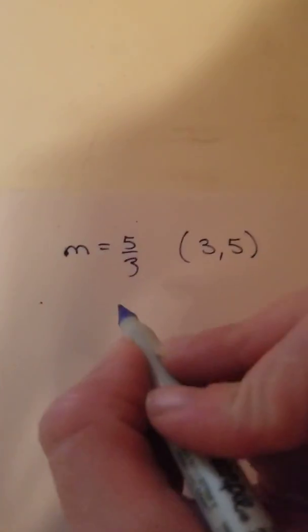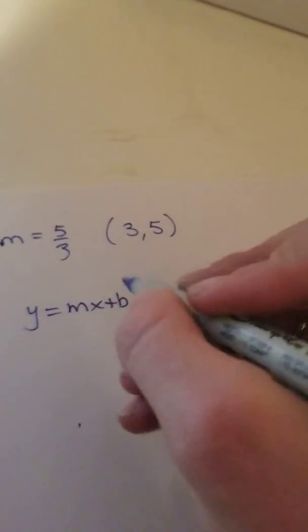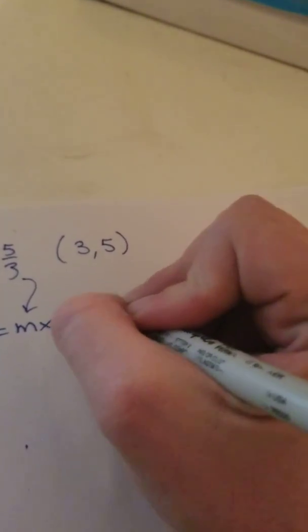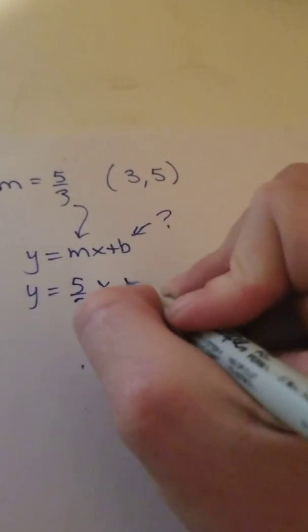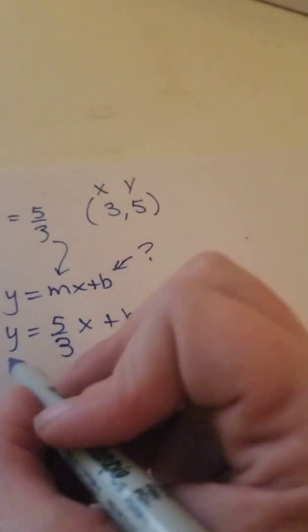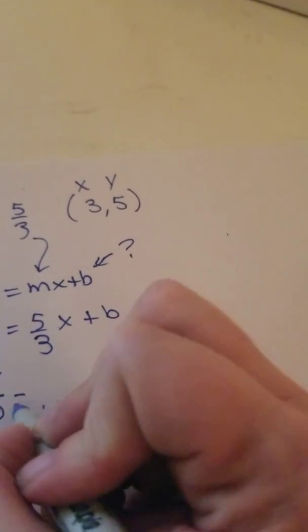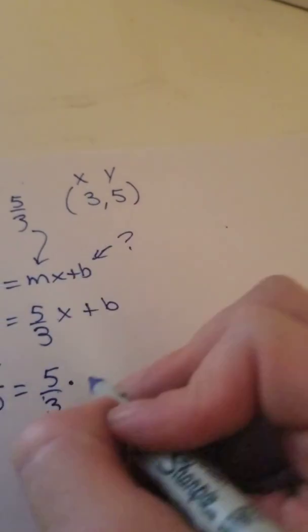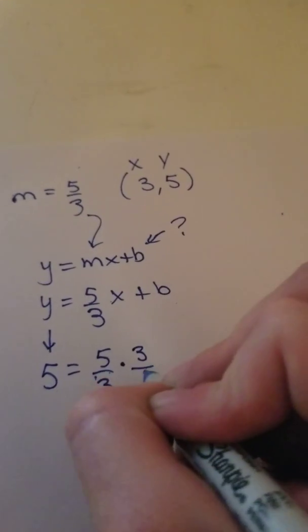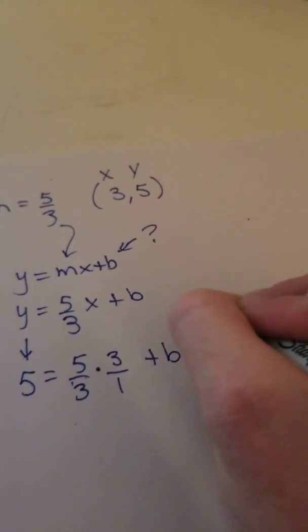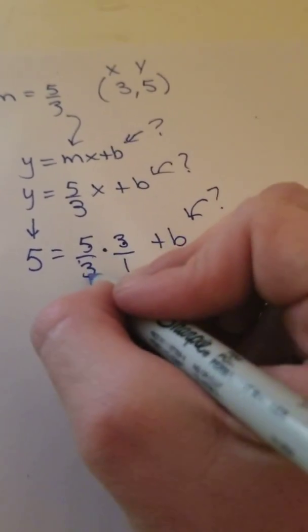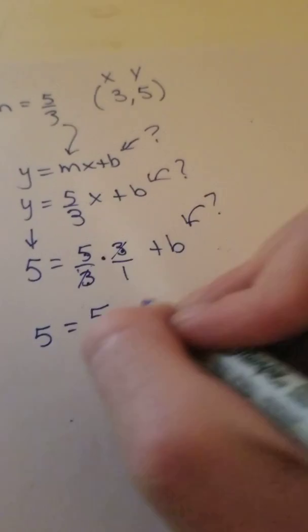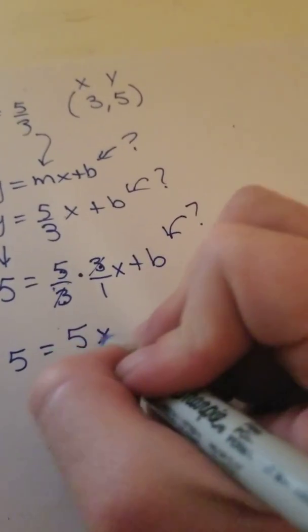All right, so the equation is y equals mx plus b, where m is the slope, b is the y-intercept. I don't know what that is. But I do know that y equals 5 over 3x plus b. How am I going to find stuff? Well, going back here, I know this is x and this is y. So let me plug in what I know. Y is 5 equals 5 over 3 times x. X is 3 over 1. Plus b. I don't know what b is still. It's the mystery. All right, so 5 equals, 5 times 3 is 15, divided by 3 is 5. 5 plus b.